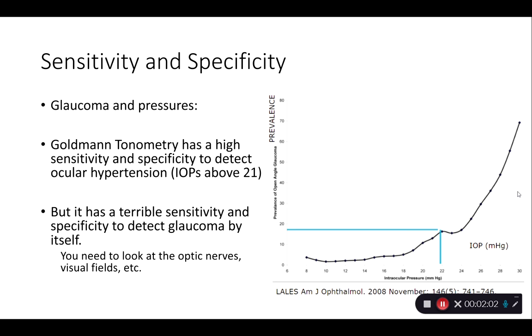Conversely, if we look at all the people above here, we detect a lot more people with glaucoma because the pressures go up as expected. But there's an awful lot of people still over here, from 22 to even 26, 27, 28, that don't have glaucoma. Even at 28 millimeters of mercury, only 40% of the people go on to have primary open-angle glaucoma.